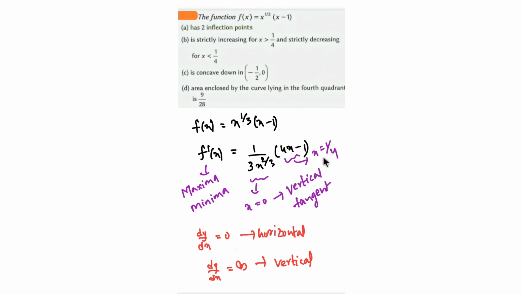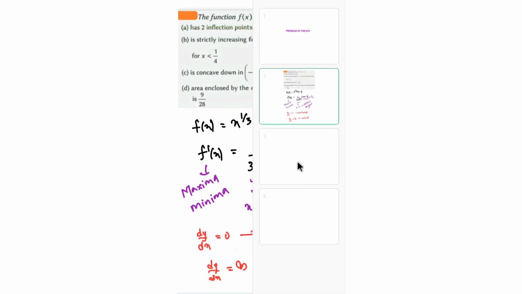Because at only one instance we are getting this f dash of x to be 0, and we don't get any other value of x where we find f dash of x to be 0. That means it will be the global maxima or global minima. Whatever it be, maxima or minima, it will be the global one. That means it's the only possible place where the function will take the minimum value or maximum value. There's no other maxima or minima possible for this f of x. So for that we need to find whether it's maxima or minima.